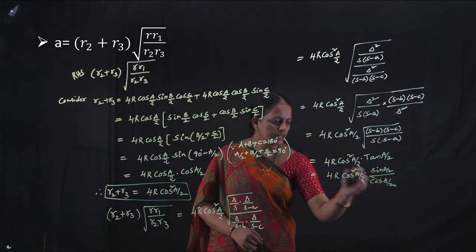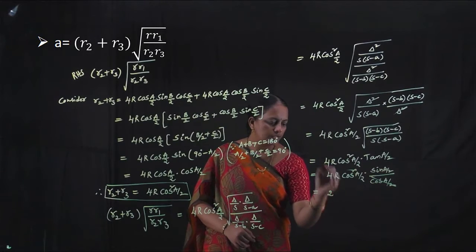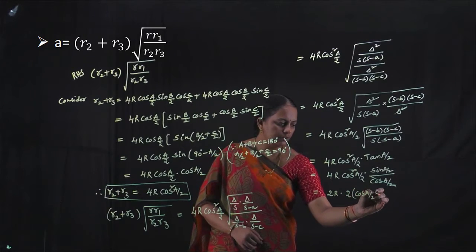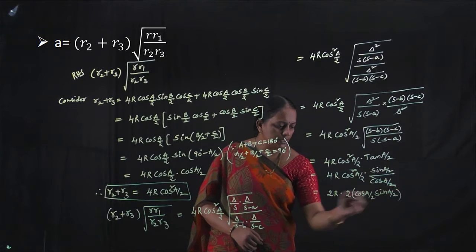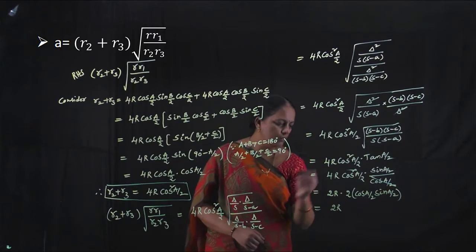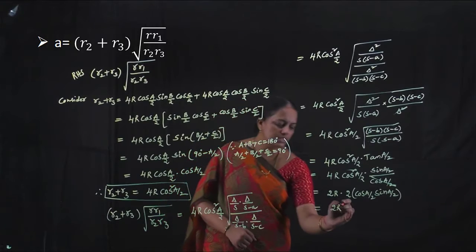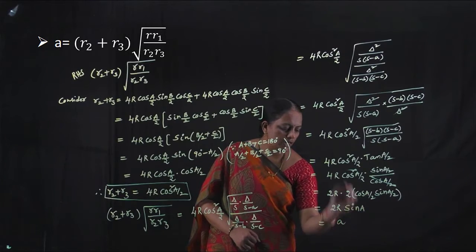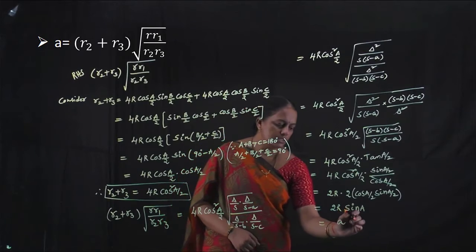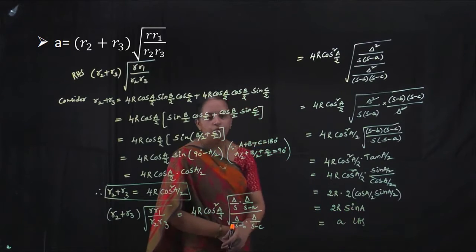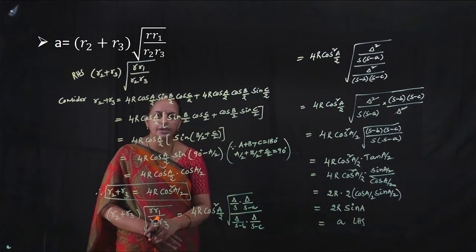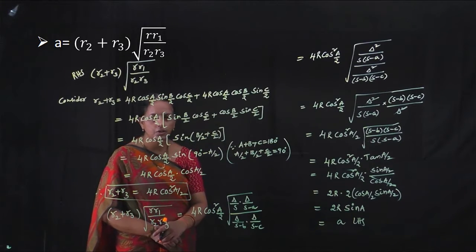Here cos A by 2 gets cancelled. This is equal to, it can be written as, 2R into 2 cos A by 2 sin A by 2. And we know from the sin 2A formula that 2 sin A by 2 cos A by 2 means sin A. Okay, this is equal to 2R sin A, and from the sine rule, we know that 2R sin A is equal to small a. This is equal to LHS. Therefore, small a is equal to (R2 plus R3) into root over (R R1 by R2 R3). Similarly, in the same manner, we can prove small b and small c also.